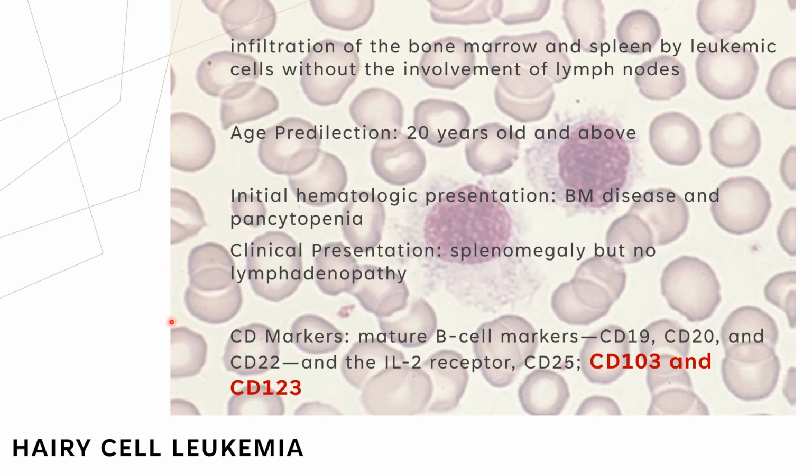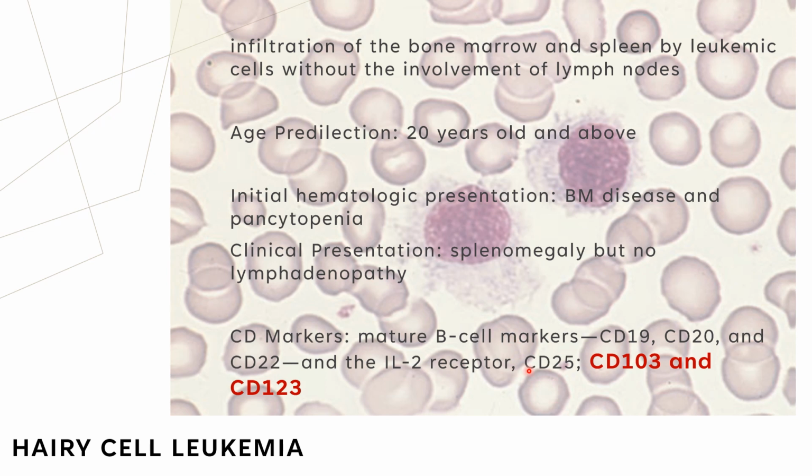Next is your hairy cell leukemia. So in hairy cell leukemia, there is infiltration of bone marrow and spleen, but there is no involvement of lymph nodes. The age predilection of hairy cell leukemia is about 20 years old and above, and the initial hematologic presentation is bone marrow disease and pancytopenia. So we can notice also markers, mature B cell markers, CD19, 20, and 22, and also the IL-2 receptor and CD25.